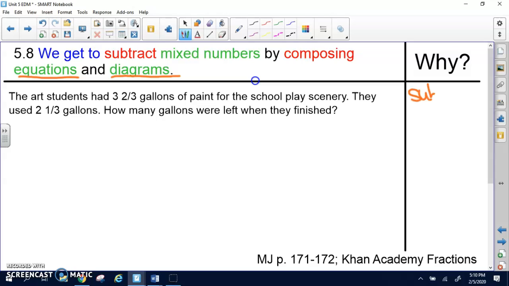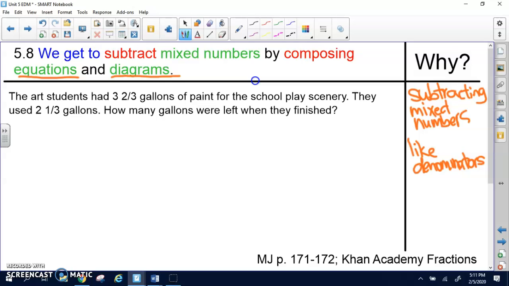And the reason we're working on this is because we are subtracting mixed numbers. And all of the mixed numbers that you're going to be looking at today have the opportunity to have like denominators. And you might have to make some conversions in order to get there. So today we're going to start with this problem here.